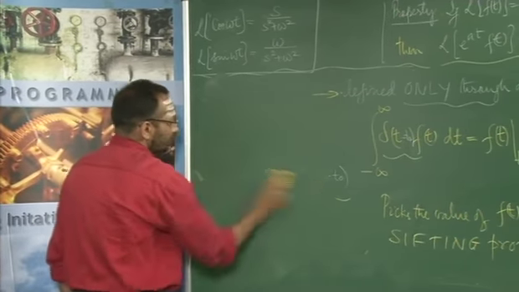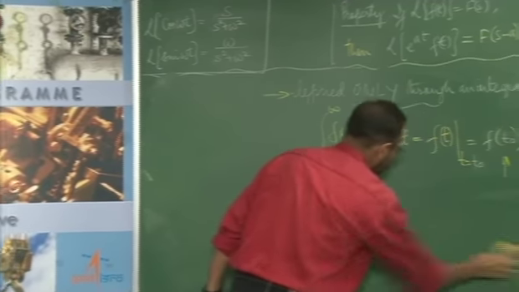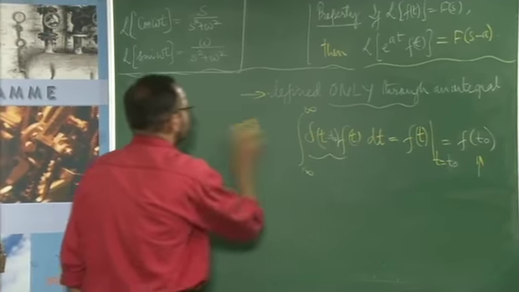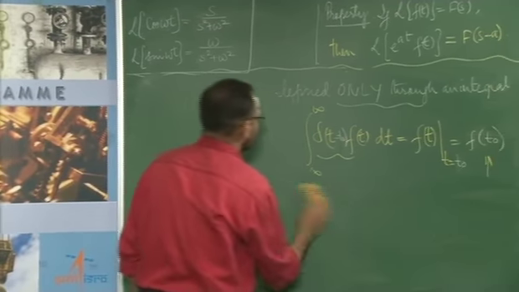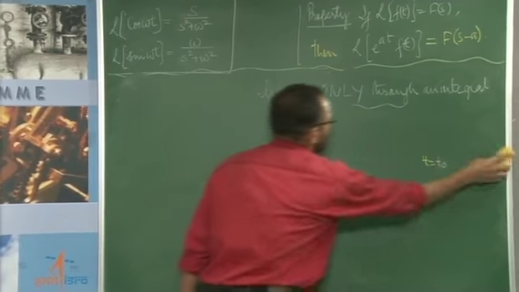Now, why do we want this? We will first get the transform of this and then see how this has a relationship to the objects that we have used till now.